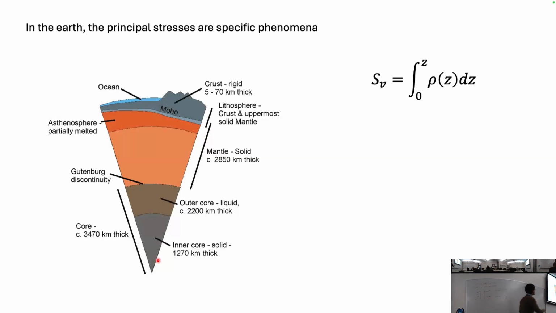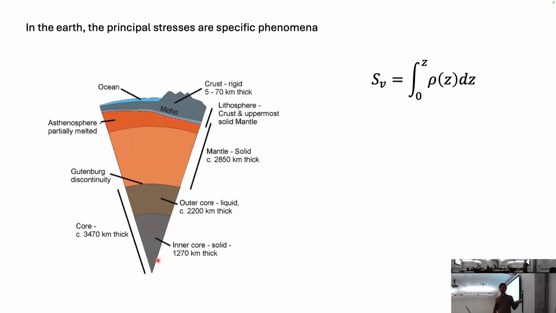And so the vertical stress is the integral from the surface, which is zero. In geophysics, we usually say the surface of the Earth is zero, and we increase positively downwards. So we start at zero at the surface, and the positive direction is downwards. We take this integral from the surface to the depth of interest. We take the density curve right here and integrate over z, the depth direction. What we have is the amount of stress when we multiply by g. I forgot the g, the gravitational acceleration.